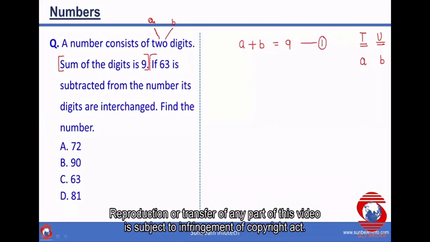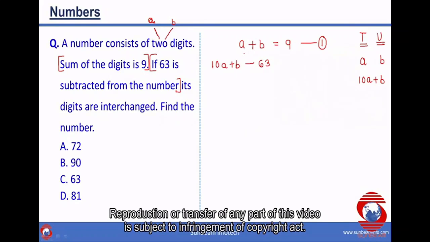Then moving to the second part of the question, if 63 is subtracted from the number, please make a note at your end. They are speaking about the number. What will the number be? If the digits are A and B, what will be the number formed? Can I say it will be 10A plus B? If A and B are the digits, the number formed will be 10A plus B. So can I say if 63 is subtracted from the number, the number is 10A plus B and minus 63, right?